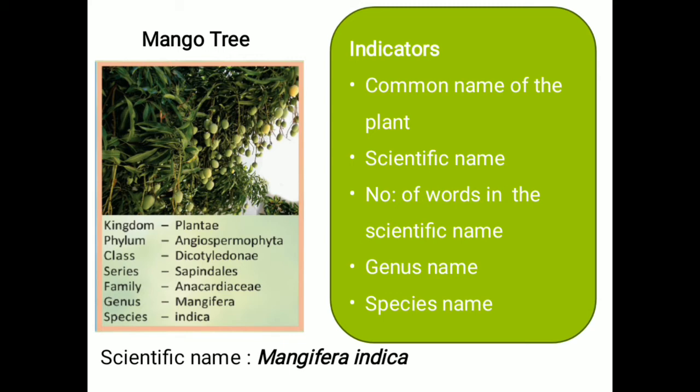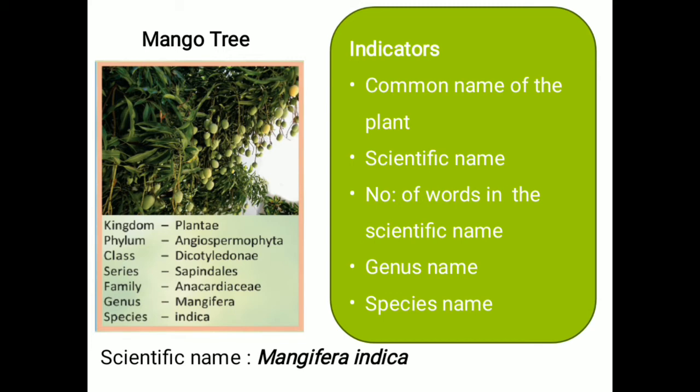So what is the common name of the plant? Yes, mango tree. And what about the scientific name? Yes, it is given here, Mangifera indica. And how many number of words are there in the scientific name? Yes, two words. Which are they? Mangifera and indica. And what is the genus name? Yes, it is given here. The genus name is Mangifera and the species name is indica.